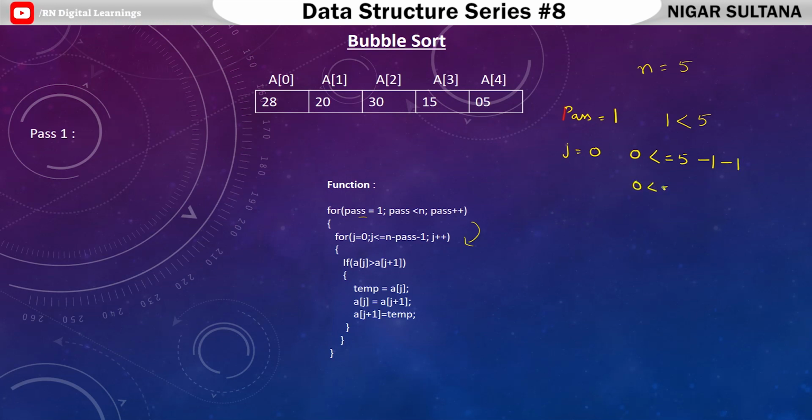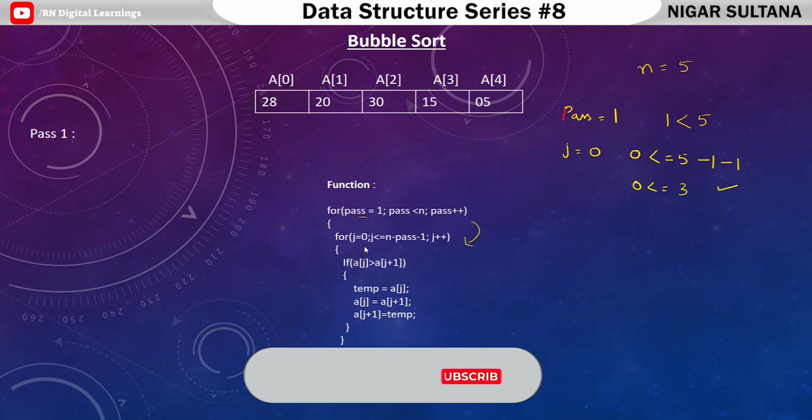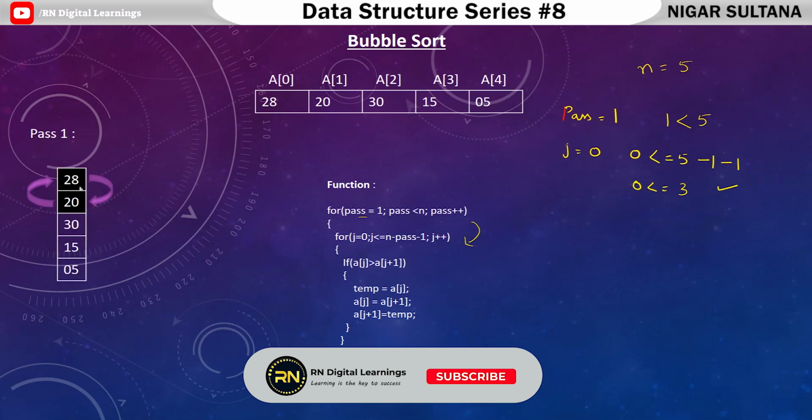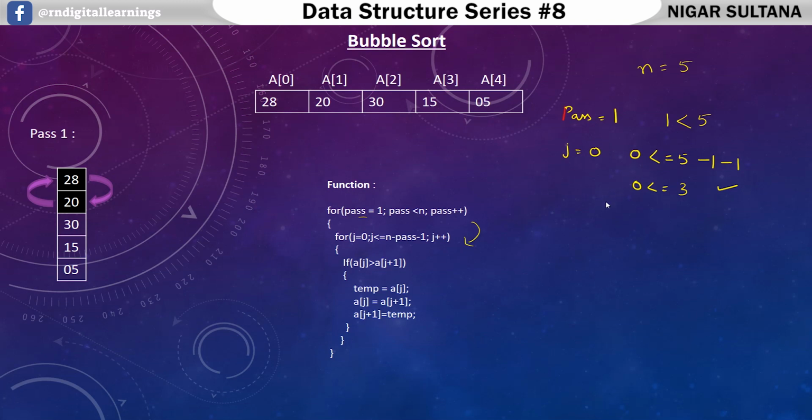Is 0 lesser than or equal to 5 minus 1, which is 3? Is this condition true? Yes. If it is true, now what is A of j? J is holding 0 now. A of 0 is greater than A of j plus 1. J is 0, 0 plus 1 is 1.